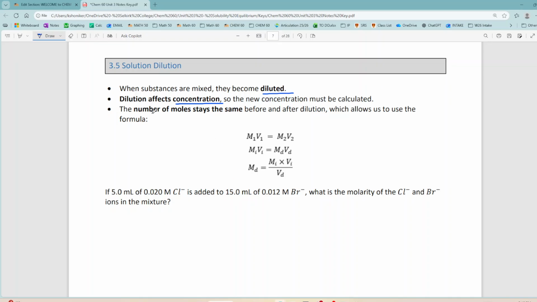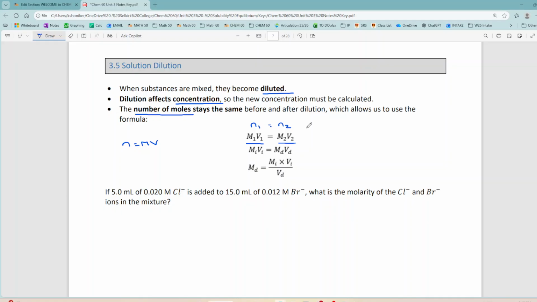So the key idea here is that the number of moles is going to stay the same before and after dilution. And so we can calculate the new concentration using the solution dilution equation, which is that M1V1 equals M2V2, where moles equals molarity times volume. So this is saying that the moles before dilution is equal to the moles after dilution.